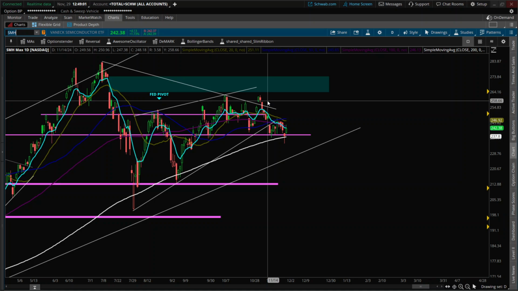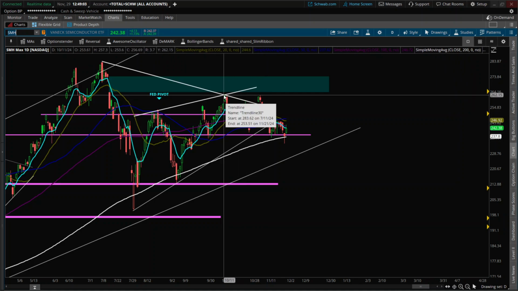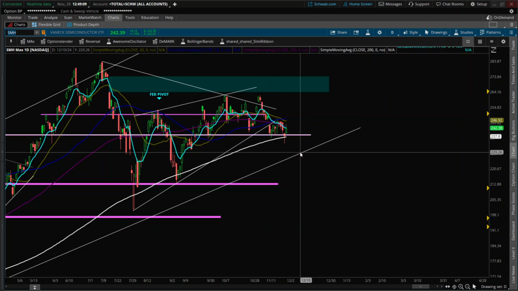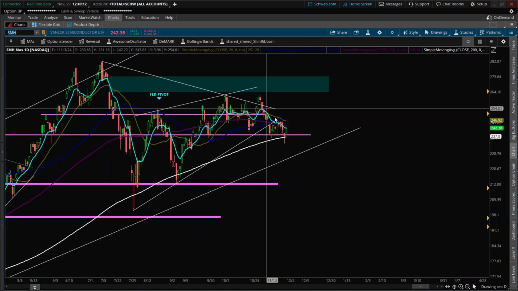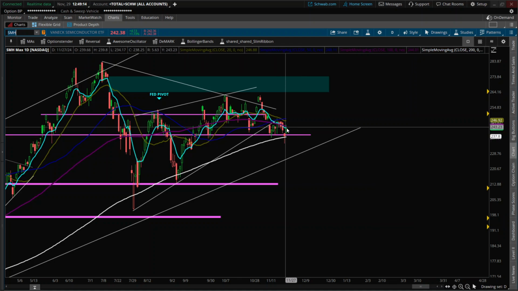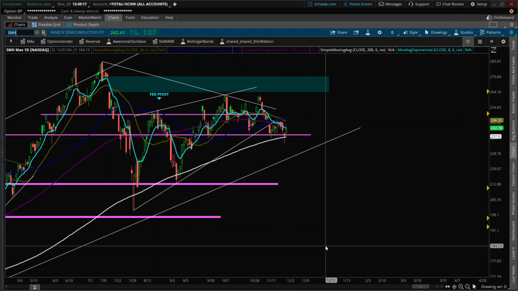Back here was our high. We made another high in October here, and then a lower high, and then broke down. If you're drawing a triangle, you could even show that as a fake break. We're back into the moving averages and making a lower high as well.